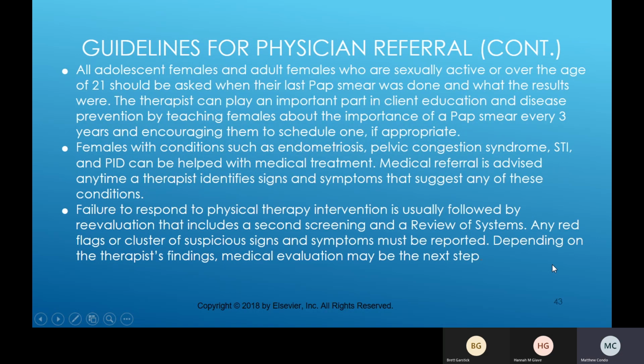Like I just said earlier, if I have a female of childbearing age, I need to ask about last gynecological visit, last menstrual cycle, and whether there are any abnormalities with the menstrual cycle. I also need to ask sexual history questions.